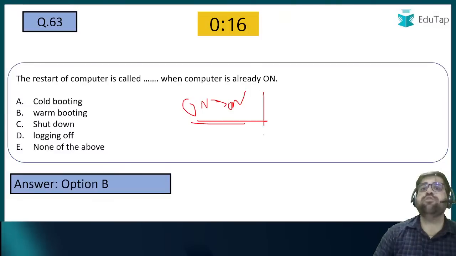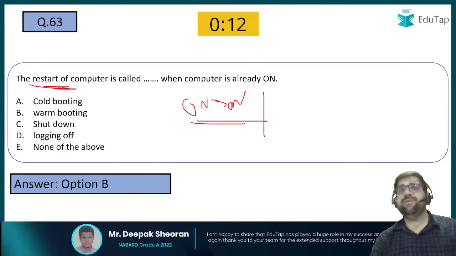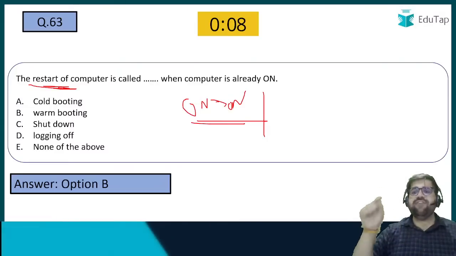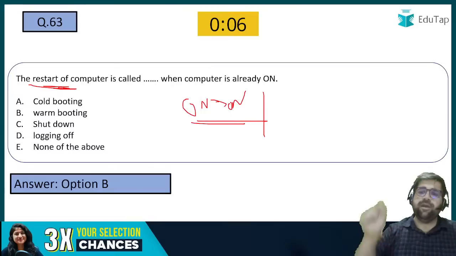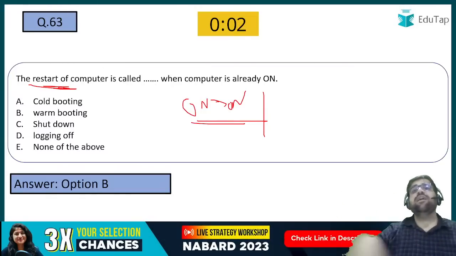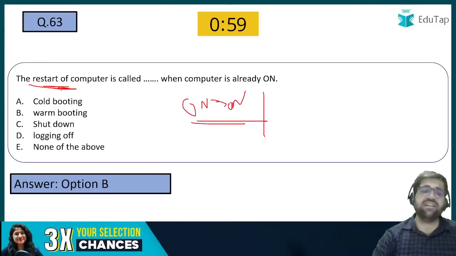Off to on would be cold booting. Restart of the computer. Restart means what? That the computer is already in the on stage. For example, currently if I press the restart button on my laptop, the computer is already in the on stage and it is getting restarted. So it is going on to on. Okay, so that is your warm booting.